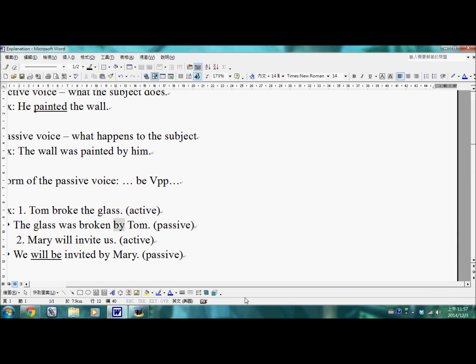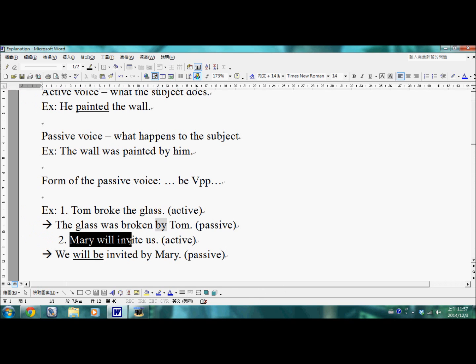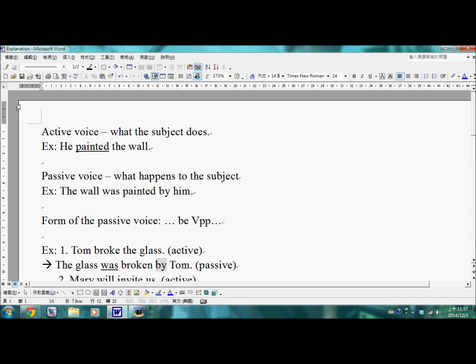So in sentence number 1, we want to know what Mary will do. So we use active voice. Mary will invite us. And in the second one, we want to know what will happen to us. So we use we as the subject. We will be invited by Mary. So you can see that the form of the passive voice is always the be verb with verb past participle. All right. And remember, active voice, we want to know what the subject does. In passive voice, we want to know what happens to the subject.